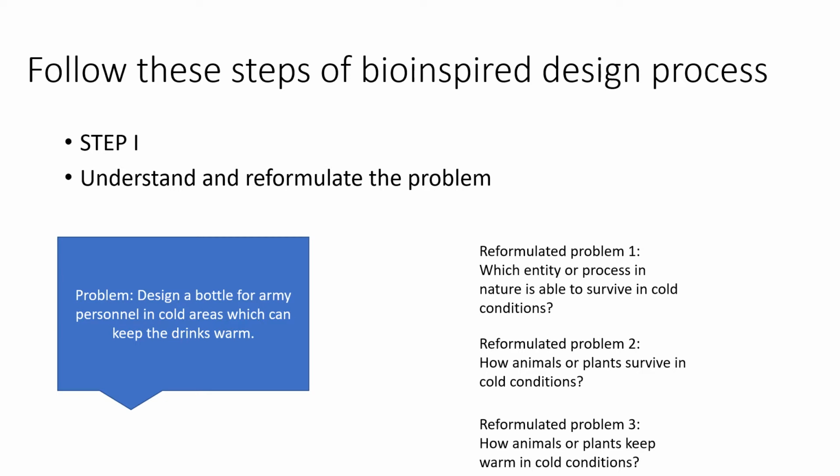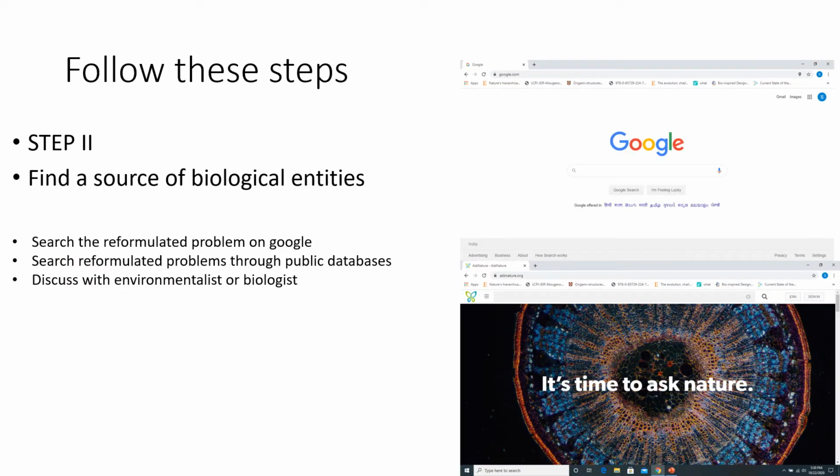The reformulated problem can be like this, as shown. Reformulated problem 1: Which entity or process in nature is able to survive in cold condition? Second, how do animals or plants survive in cold condition? Third, how do animals or plants keep warm in cold conditions?